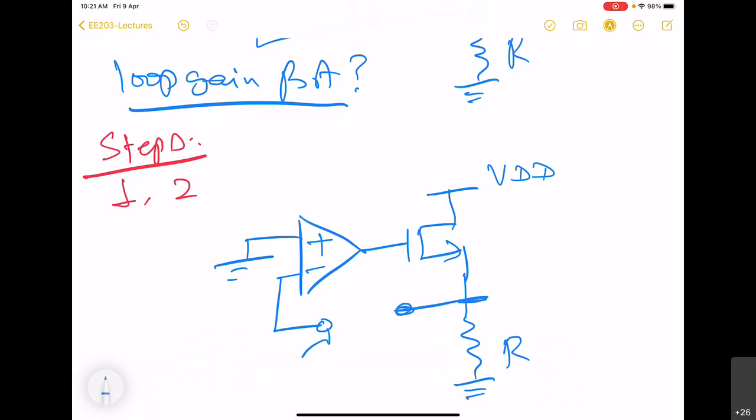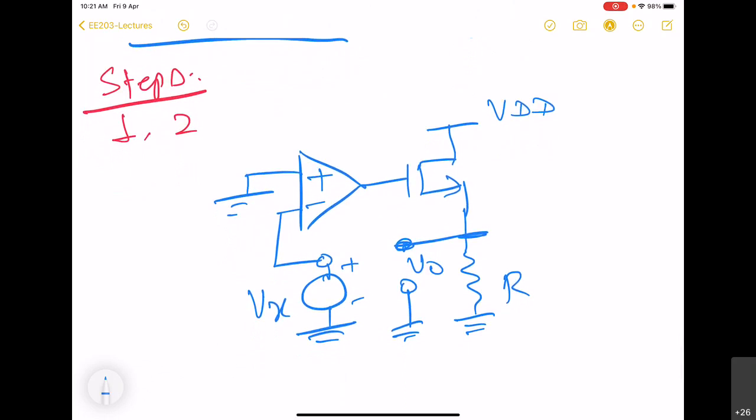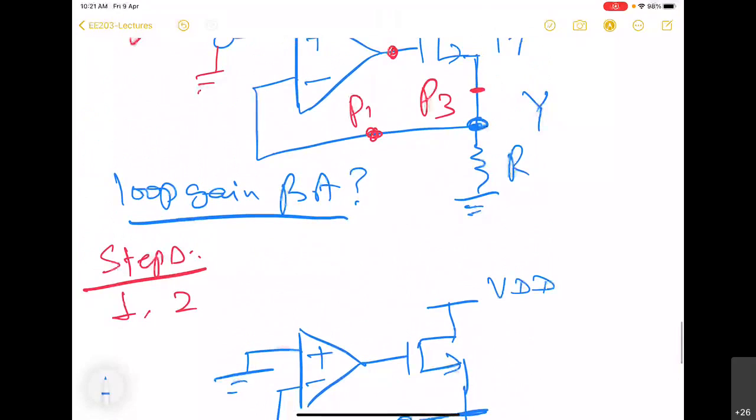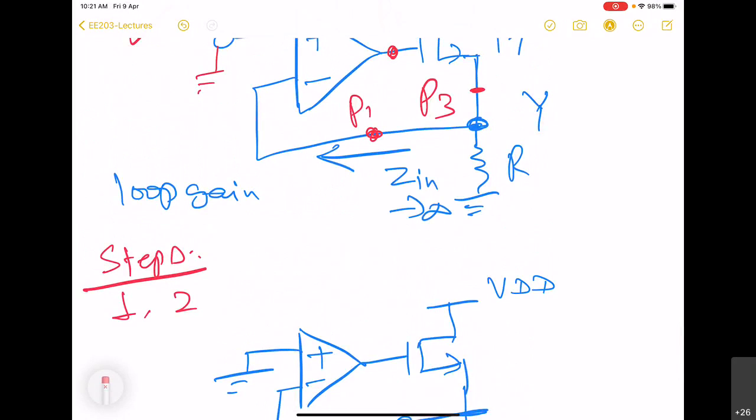At P1, we connect our test source Vx, and then we try to find out this VO. Right. So in this case, we can see that the input impedance looking in this direction, Z in, is equal to infinity. So here the input impedance is infinite.